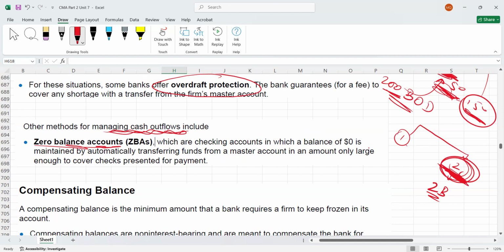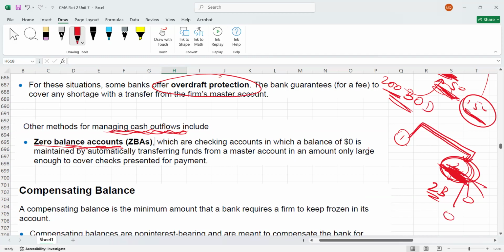Next time whenever a check is issued, the amount will be transferred from the main bank account to this one. This account will be used for payments, and again it will become zero. For example, if I want to transfer salaries, the bank will take the required amount from the main bank account into this account, and from here they will disburse the salary. Again it will become zero. This is called a zero balance account.